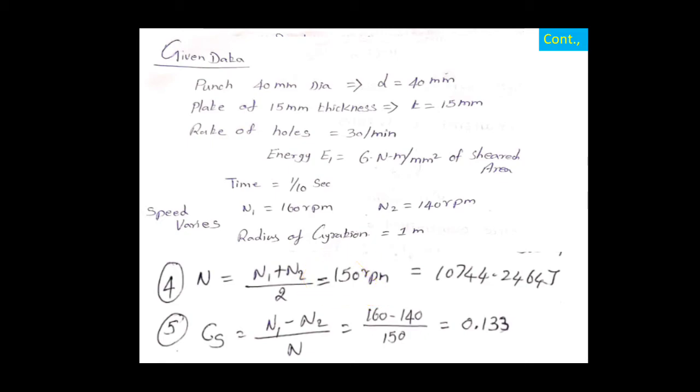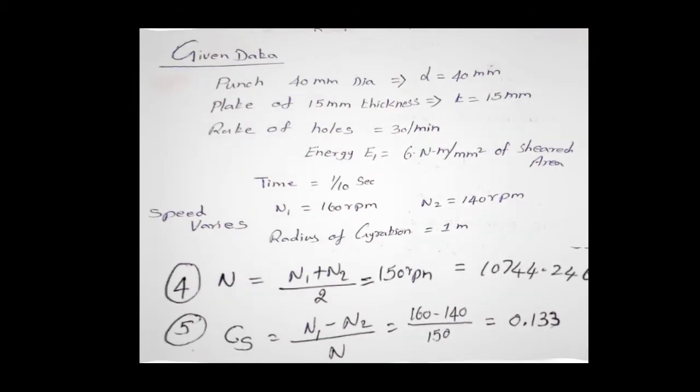Then the CS value is identified as n1 minus n2 divided by n. So this is the reason behind it. N1 is 160 minus 140 divided by n, whose value is 150. Put it here and find the value of CS.